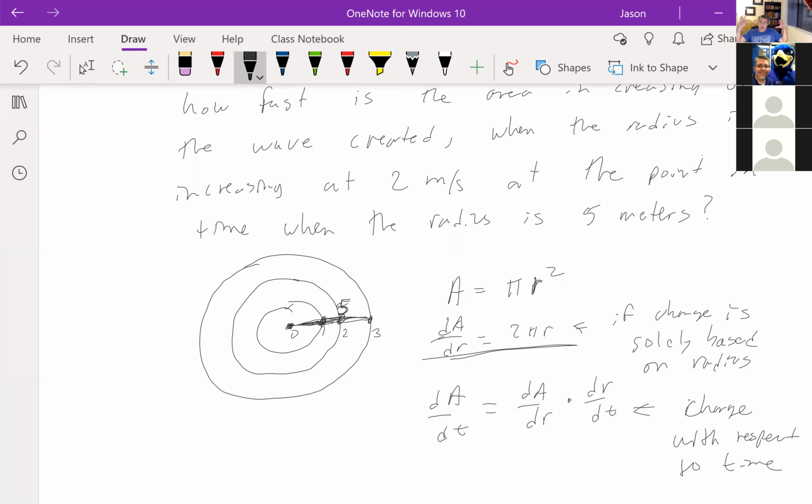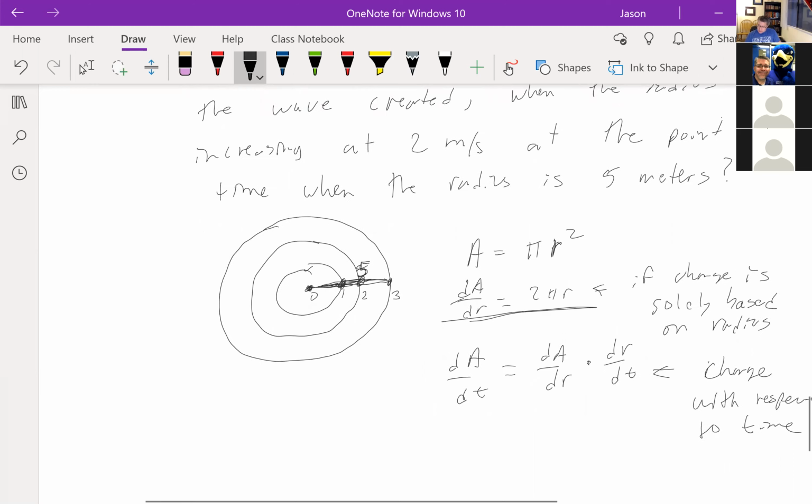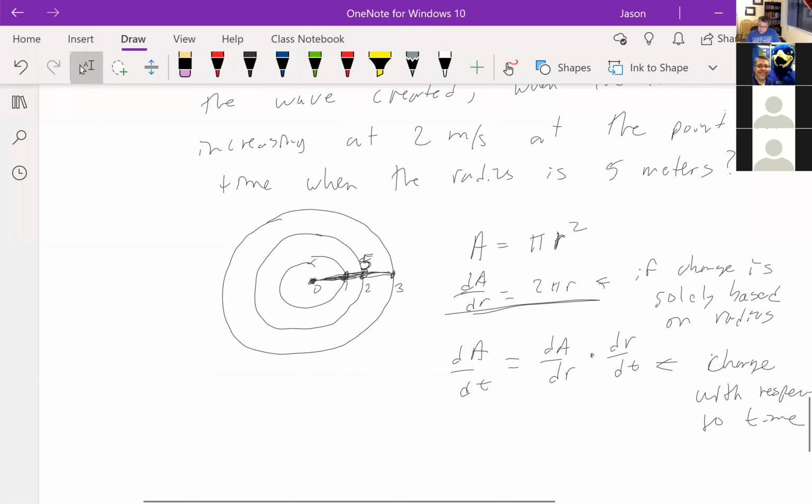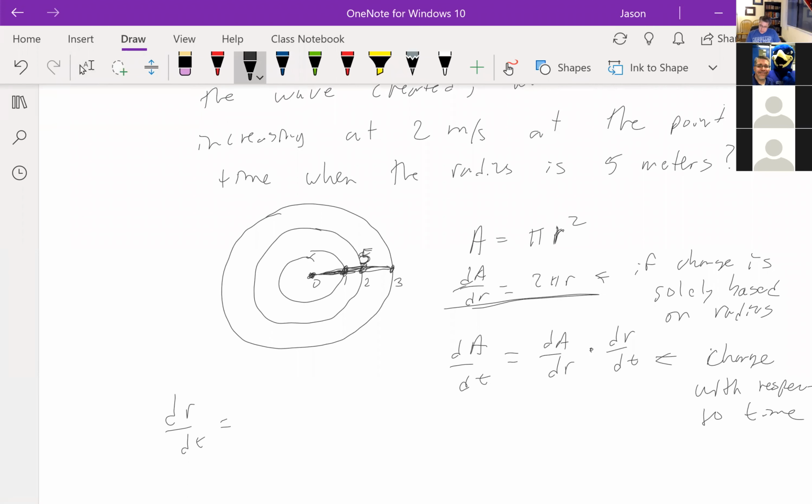The area is growing at a certain rate with respect to how fast the radius is growing. Well, how fast is the radius growing? The radius is growing at 2 meters per second. That's dr/dt. dr/dt is how fast the radius is growing. That's 2 meters every 1 second. That's how fast this thing is growing.